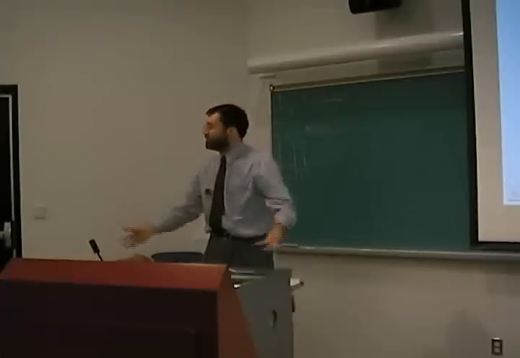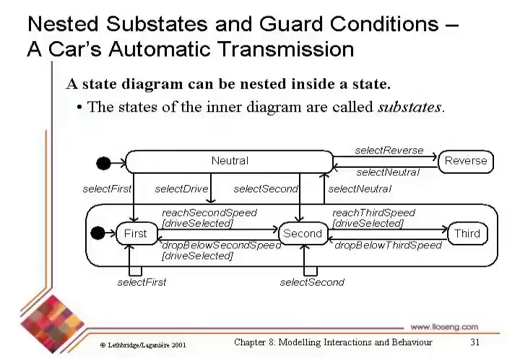It's a separate diagram all of its own. Within the drive state, my default is to go into first. I have a starting transition into first. Think of it as a little diagram unto itself. From first, where can I go? Well, I can't go too many places. We'll see later on that there are 4 places I can go, but there's one obvious one, and that is reach second speed.